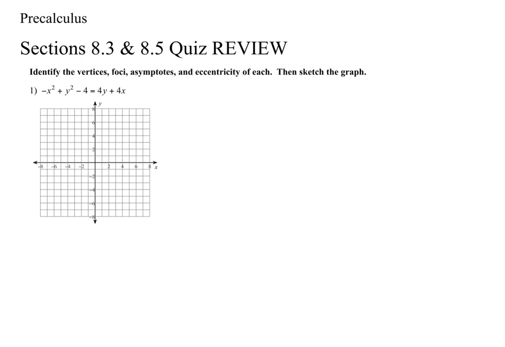It's asking for just a list of things. Identify the vertices, foci, asymptotes, and eccentricity of each. Then sketch the graph. So this is a multi-part question, so you do need to label your pieces, by the way. Just make sure that when you have them all in there, you label what is what.